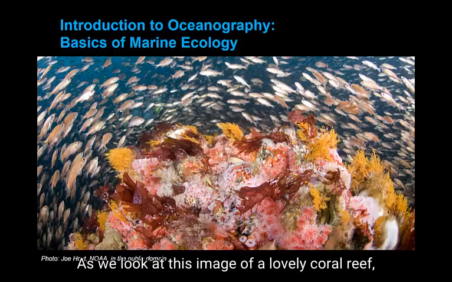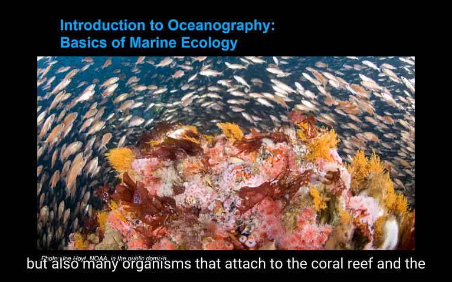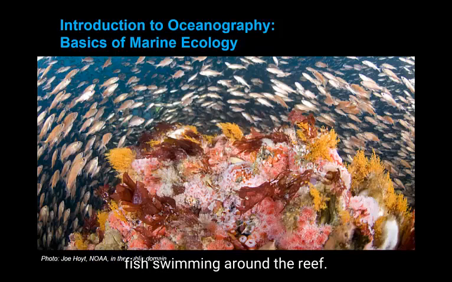As we look at this image of a lovely coral reef, we can see that it is a complex ecosystem of not just the coral animals themselves, and yes, corals are animals, but also many organisms that attach to the coral reef, and the fish swimming around the reef. What kind of animals are these? What are the relationships between them?